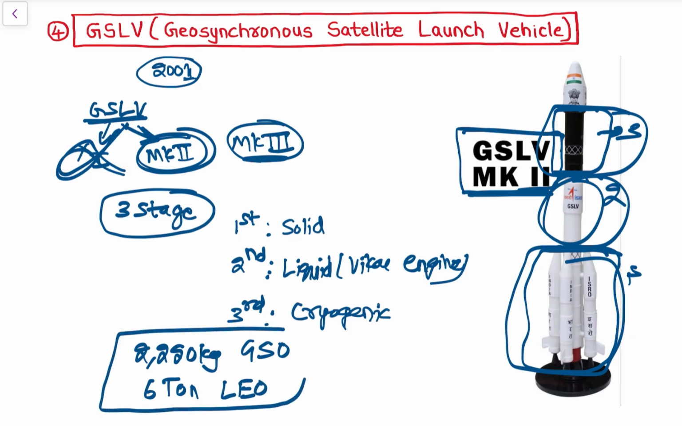2250 kg in geosynchronous orbit, and up to 6 ton, 6000 kg, in low Earth orbit. So 2250 kg in GSO and 6 ton in low Earth orbit. GSLV is used for launching GSAT and INSAT communication satellites.